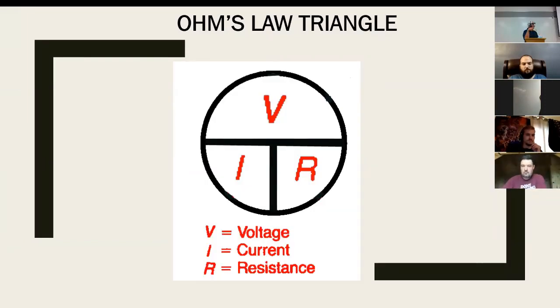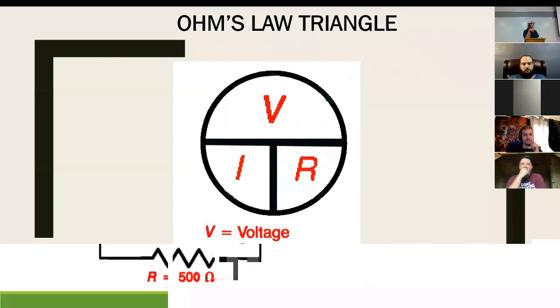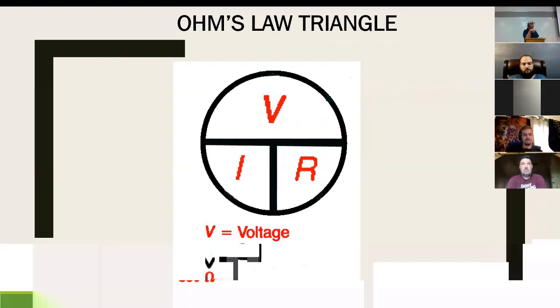Some people use this. I don't know if you've seen this before, but you take your finger, or in this case, maybe a hat, and you cover up the variable that's unknown that you're trying to find. So if you were trying to find voltage, you would cover voltage up and you would be left with I times R. But if I'm trying to find current, I would cover I and then see that it's V over R. So that's the linear relationship expressed in this little cheat thing.